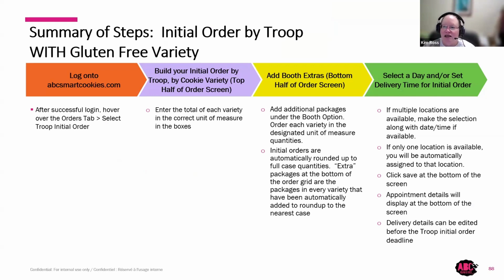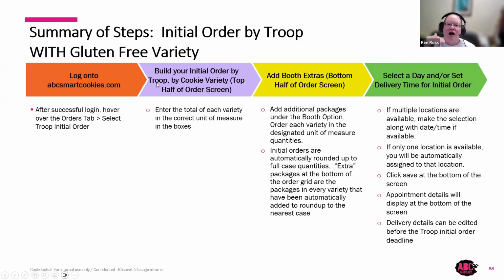Then you will build your initial order by troop and by cookie variety on the top half of the order screen. So that's the total number of each variety in the correct unit of measure. So it may have cases in one column and then boxes in another column for each variety.